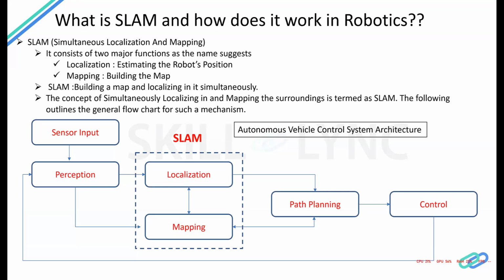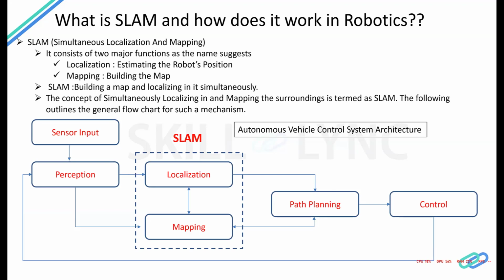Localization is nothing but putting yourself on the given map, saying where exactly you are. So localization is a function that will tell the robot exactly where it is located on a given map. When I say map, I mean a given environment. So the environment is defined by the map, right?